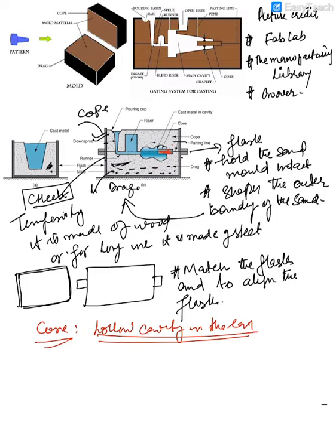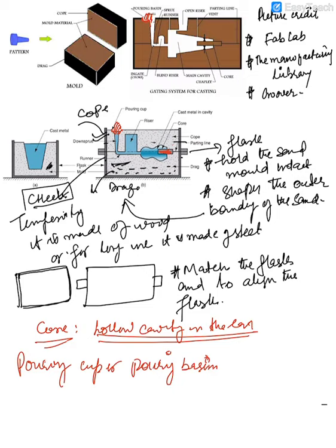The third one is a pouring cup or a pouring basin. It is a small funnel-shaped cavity at the top of the mold into which the molten metal is poured. In the diagram, you can see this pouring basin, this pouring cup, from which the molten material starts entering into the mold.